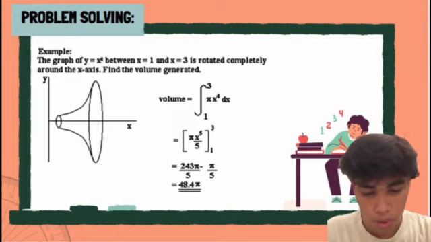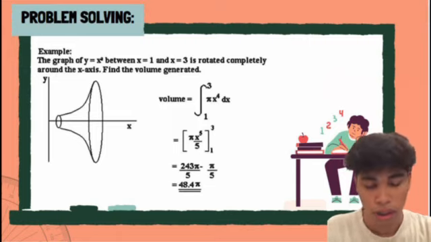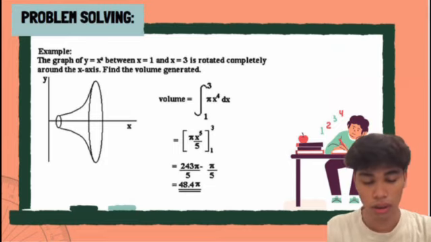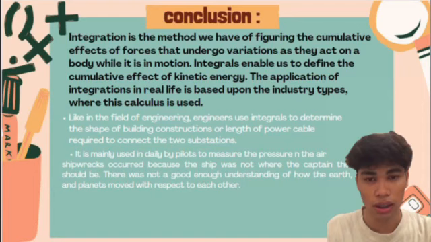So, pi x to the power of 5 divided by 5 and we need to multiply by 3 and 1. So if we get the answer, we need to solve the equation and we get the answer, and the answer is 48.4π.